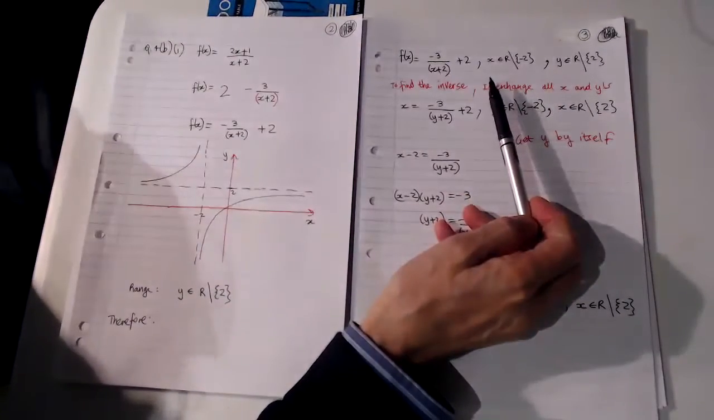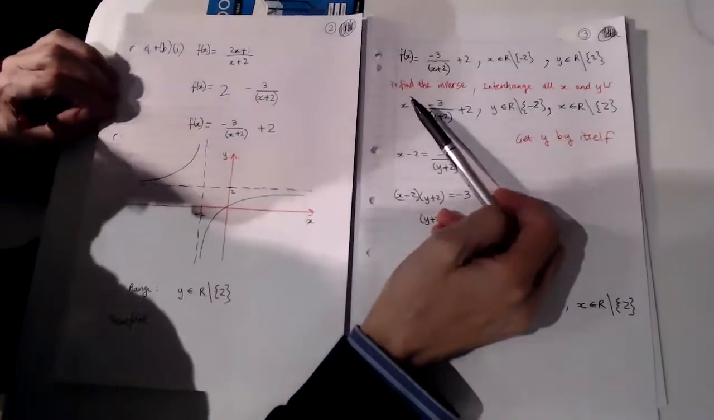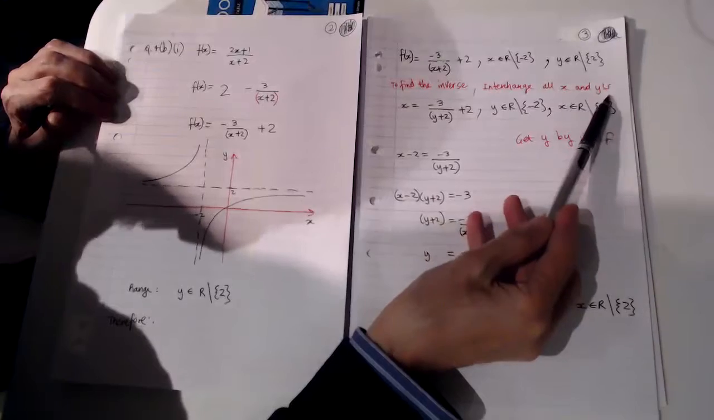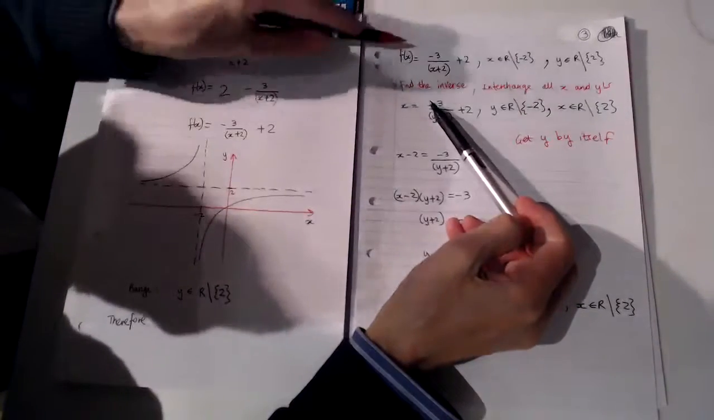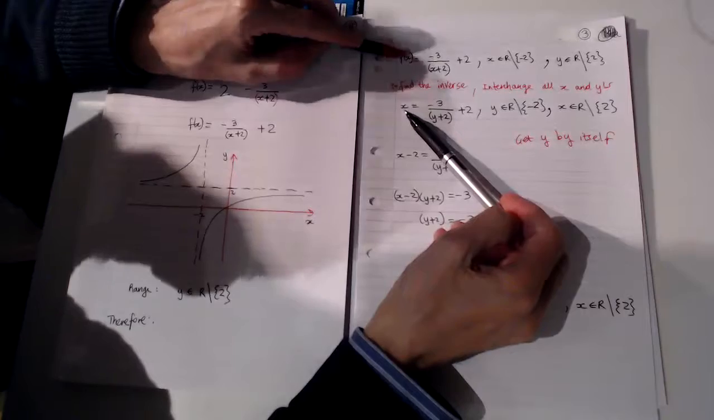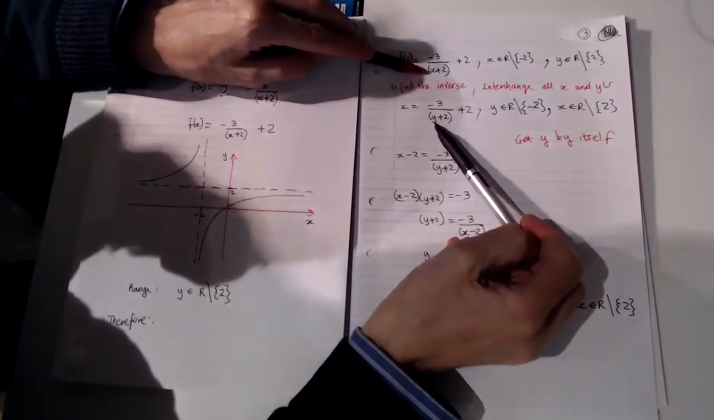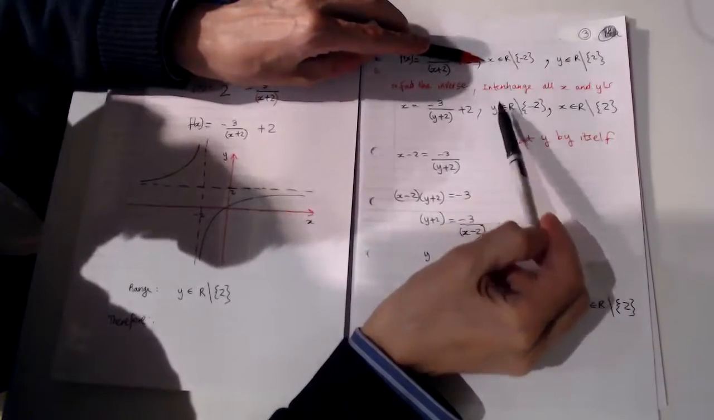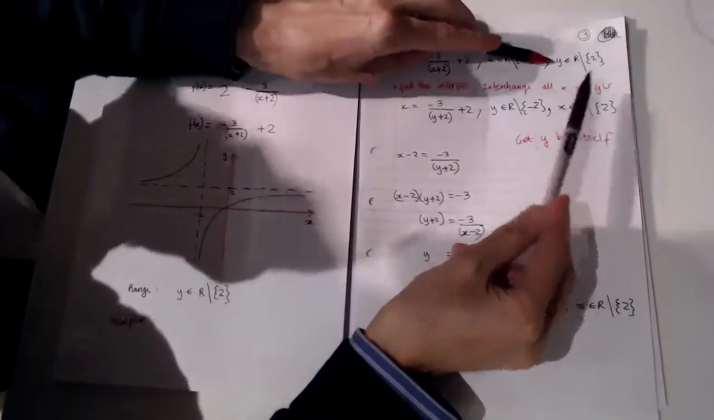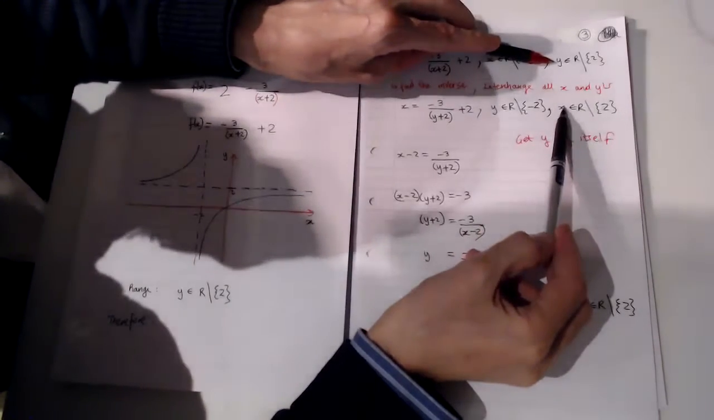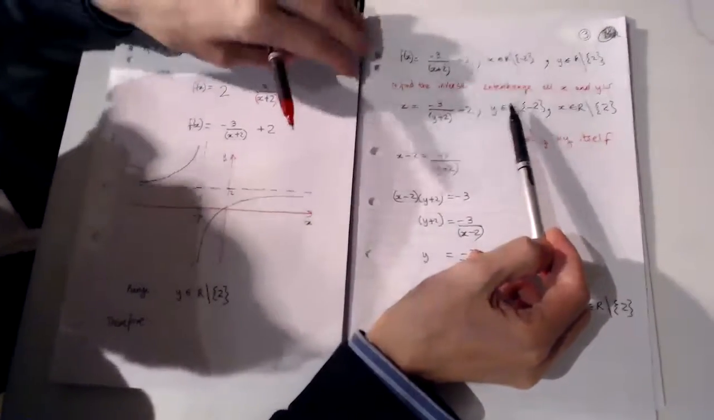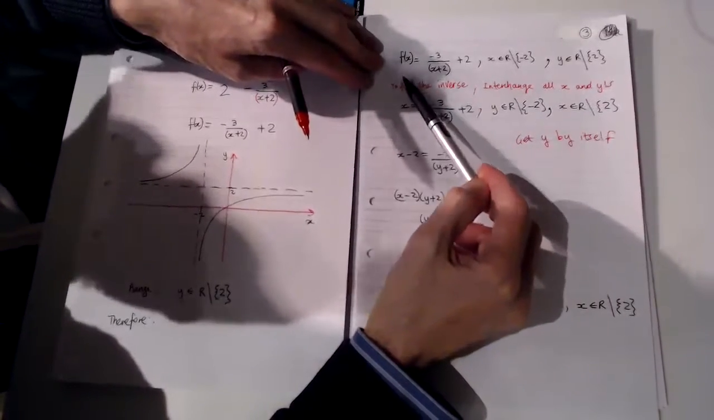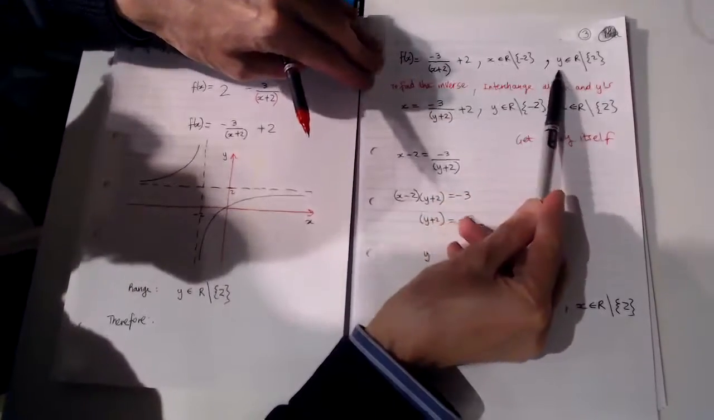Now, from that, we can now find the inverse. Like you should know, to find the inverse, you need to interchange all the x and y's. So wherever there's a y, you put an x, and wherever there's an x, you put a y. So when we say that to find the inverse you've got to interchange all the x and y's, we mean you've got to interchange all the x and y's.